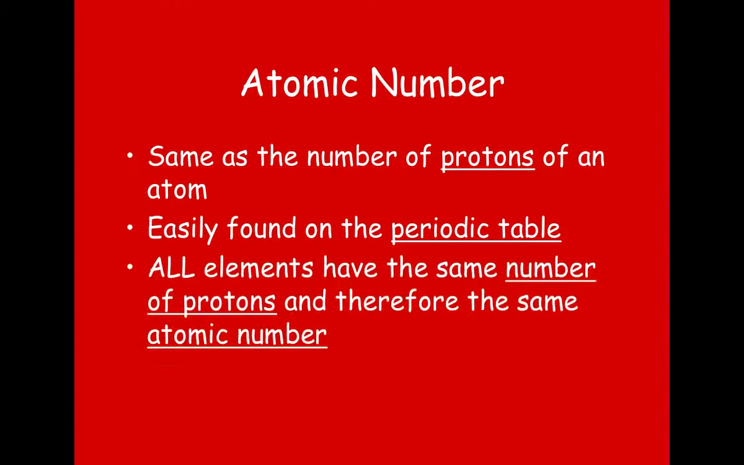All atoms of a particular element have the same number of protons and therefore the same atomic number. So if I have something that has 2 protons, an atomic number of 2, it's always going to be helium. If something has an atomic number of 10, if you find that on your periodic table, that's neon. And all atoms of neon will have 10 protons. If I have 9 protons, I have fluorine, and if I have 11 protons, I have sodium.